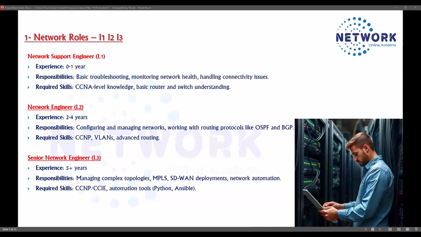So the majority of the CCNP level skills come under this category. What are the skill sets required? Again, at least the CCNP level skills with some additional skill sets you need to keep on adding.